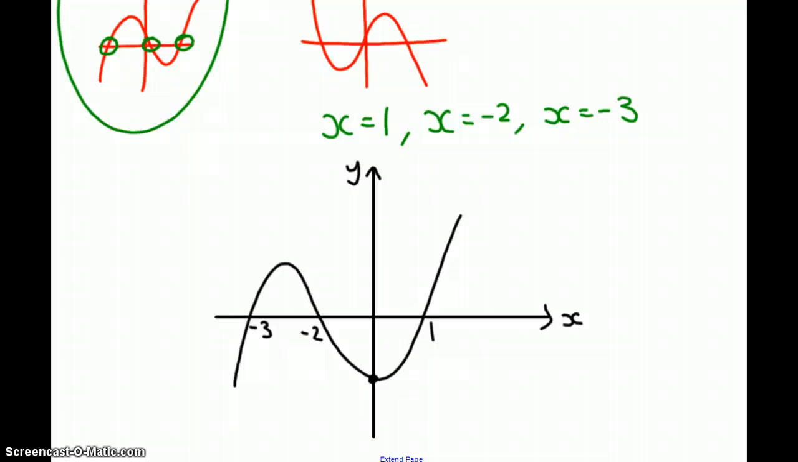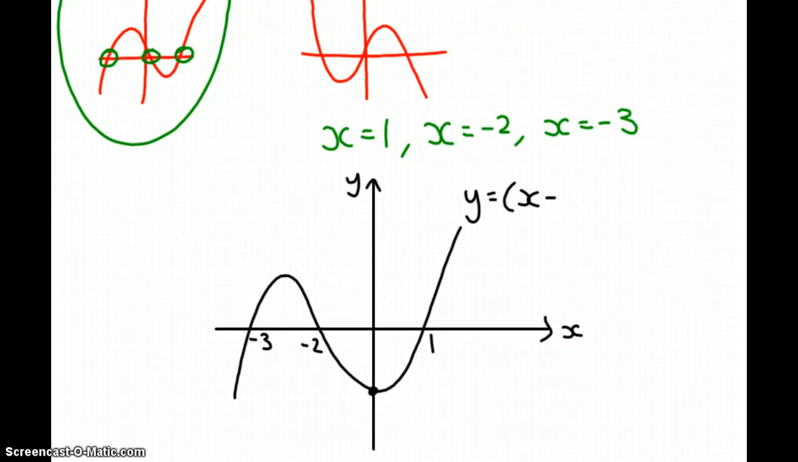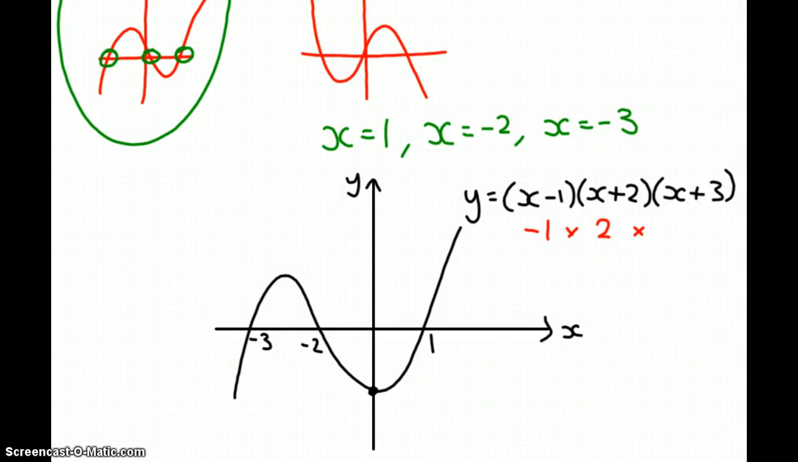So if you look back at what your original was, it was y equals x minus 1, x plus 2, x plus 3. And if you imagine putting in that x is 0 into each of those, well, this first bracket would be minus 1, times that bracket would become 2, times that bracket would be a 3. So minus 1 times 2 is minus 2, times by 3 is minus 6. So this point has a coordinate of minus 6.